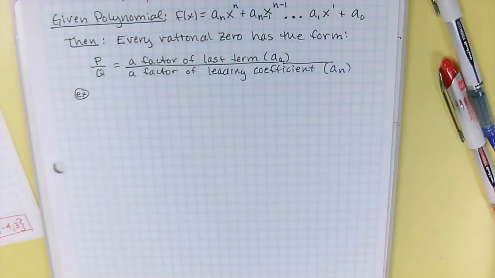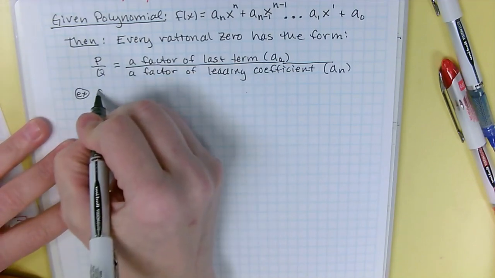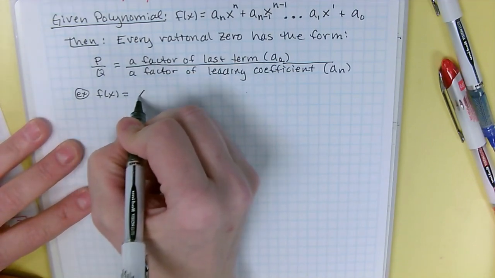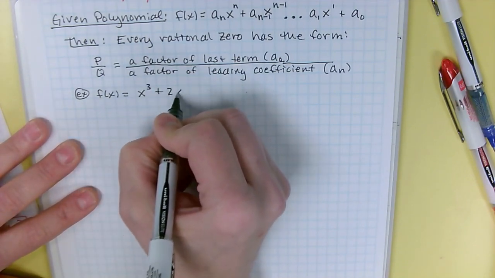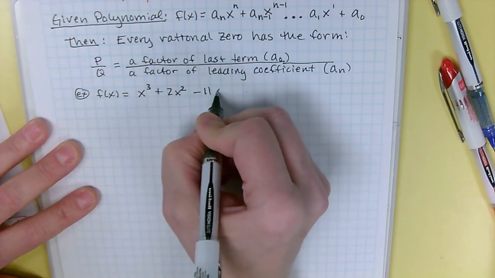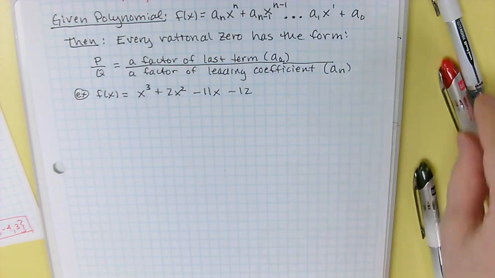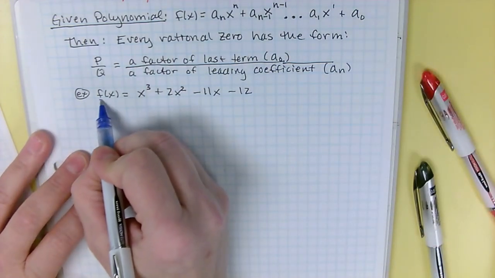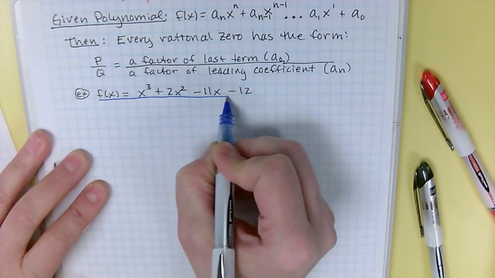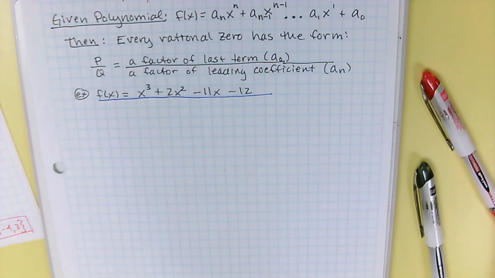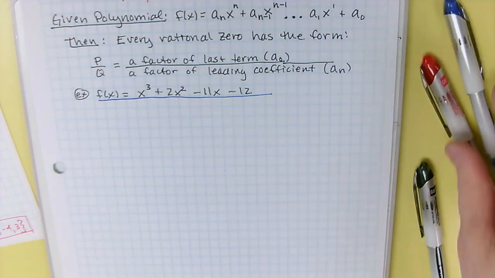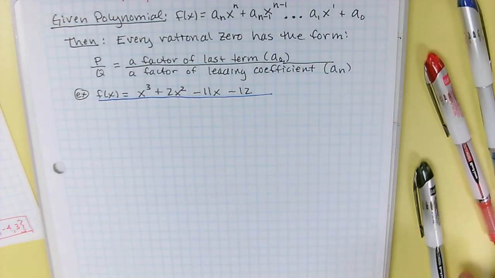All right, so let's do an example. F of x equals x cubed plus 2x squared minus 11x minus 12. Now, I'm very aware that a lot of the examples could be factored, but we're trying to take it easy on you as far as how long your list has to be. So you're still going to use the rational zeros theorem.